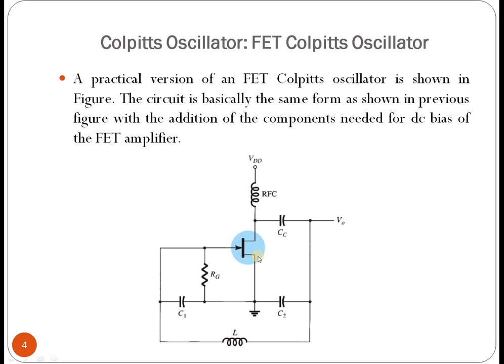So two capacitors, one inductor, and the rest of the inductors, capacitors or resistors are used to bias the FET amplifier. That means it is used for DC bias purposes. The supply voltage is VDD, and in the middle is the FET. So instead of the normal op-amp amplifier, we can also use the FET amplifier for the Colpitts oscillator. So we can build the Colpitts oscillator in different ways. One is a FET Colpitts oscillator.